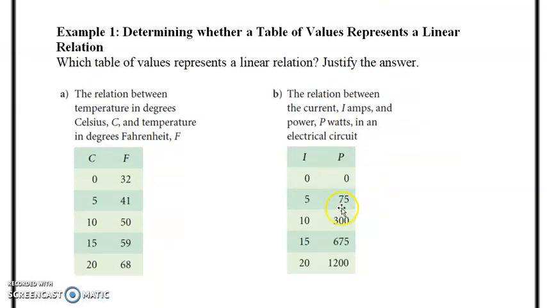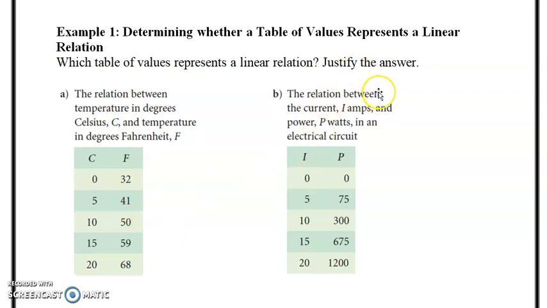Let's look at an example. Determining whether a table of values represents a linear relation. Which table of values represents a linear relation? Justify your answer. So let's take a look. In A, the Celsius is going up by 5 each time, and the Fahrenheit is going up by 9 each time. Therefore, you do indeed have a linear relation.